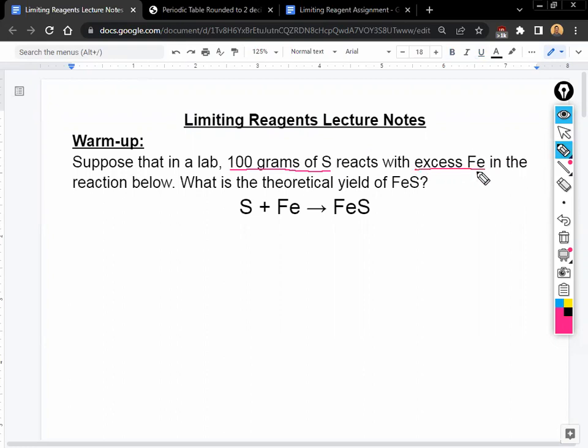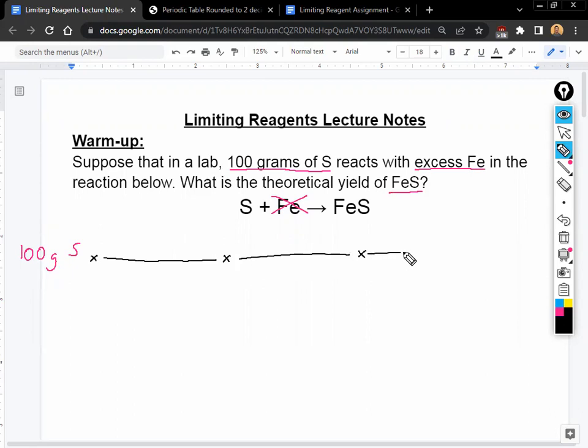Okay, so since we have excess Fe, we don't need to worry about the iron when we do our problem. And we're going to be solving for the theoretical yield of FeS. So basically it just means do some stoich. All right, so our starting number is 100 grams of sulfur. And so we're going to set up our three fractions.